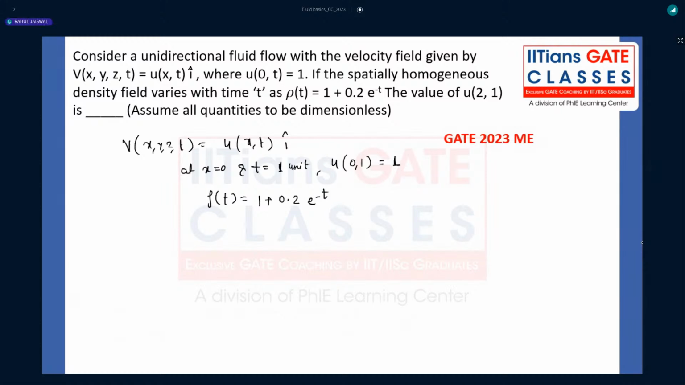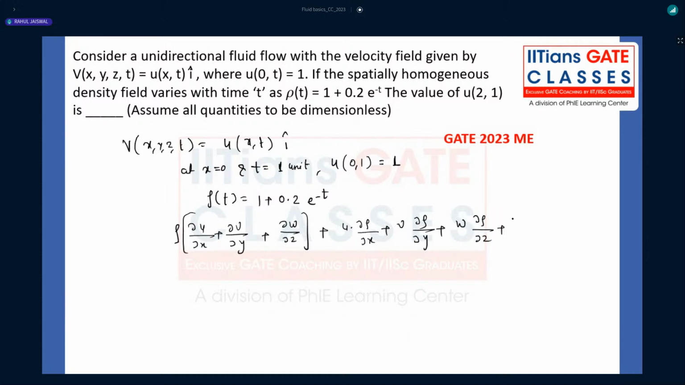Now, what equation do we have to use? We have to use the full equation, that is ρ(∂u/∂x + ∂v/∂y + ∂w/∂z) + u ∂ρ/∂x + v ∂ρ/∂y + w ∂ρ/∂z + ∂ρ/∂t = 0. Now they have not given anything about the y component or z component. So v will be 0, w will be 0, right? And ∂w/∂z is automatically 0. This will also be 0.